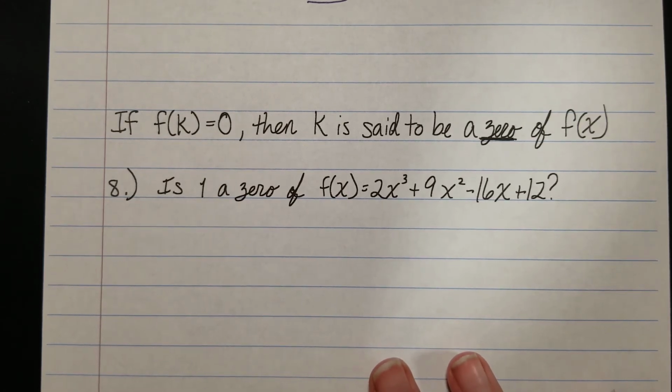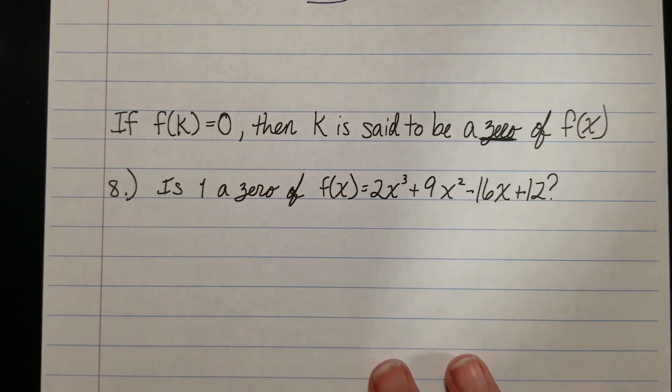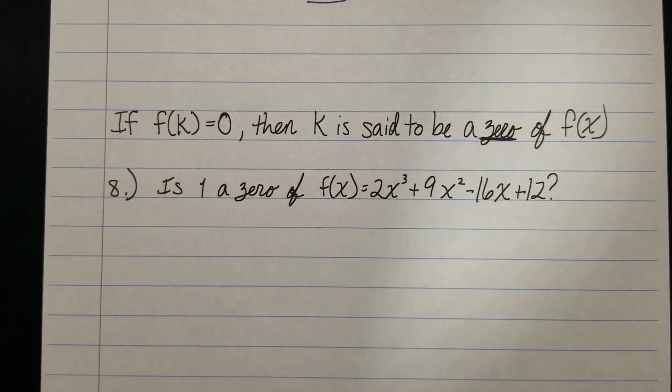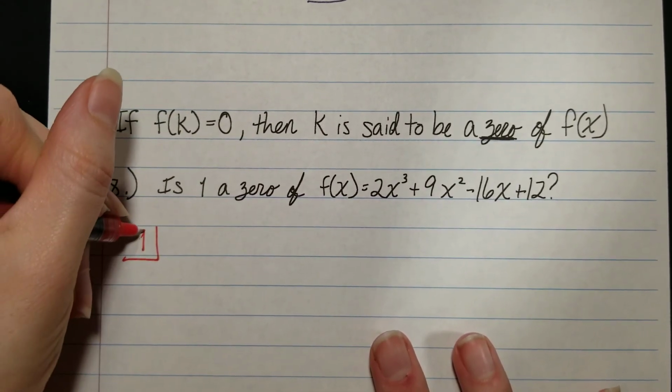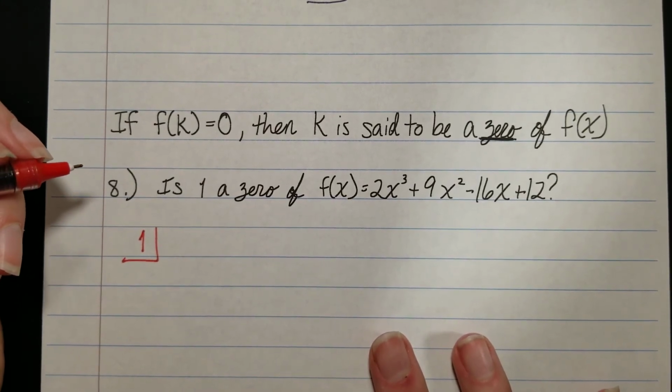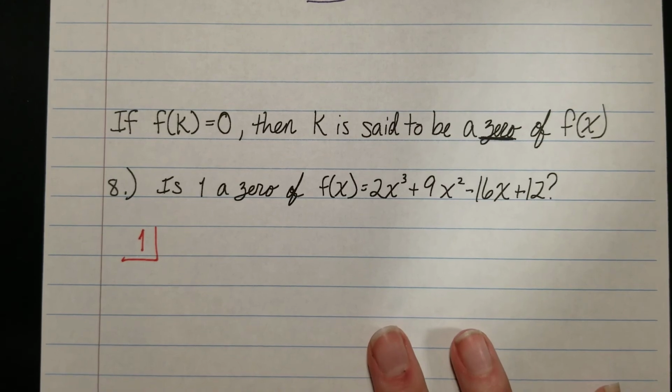If f of k is equal to 0, then k is said to be a 0 of f of x. The zeros, at least the real zeros, are also the x-intercepts of the graph of a polynomial. So the question is, is 1 a 0 of this polynomial? To answer that question, I'm going to just put 1 in the box. Basically I'm evaluating f of 1, and we're going to see if it comes out with a remainder of 0. If so, the answer to their question will be yes. Otherwise, the answer will be no.